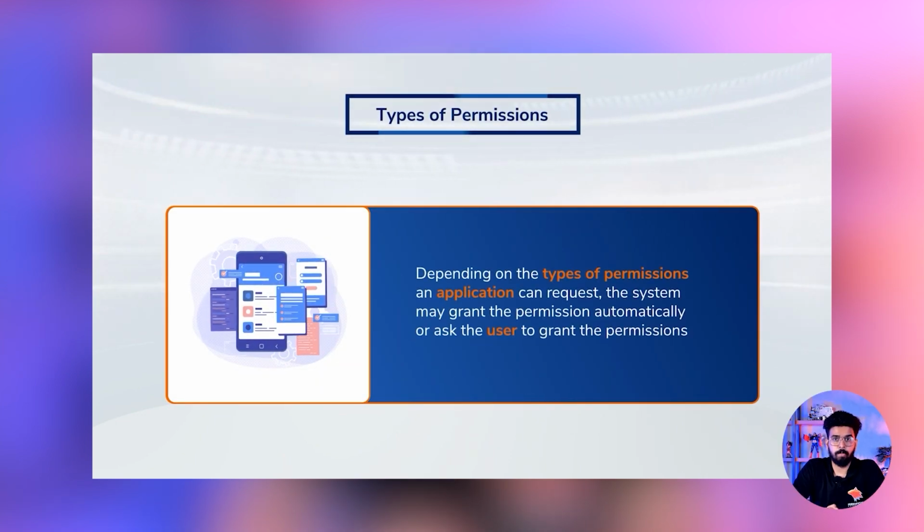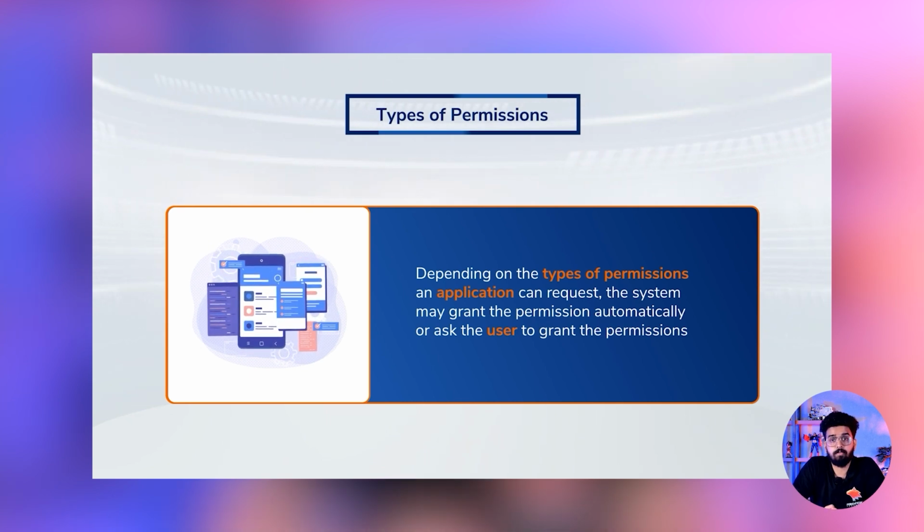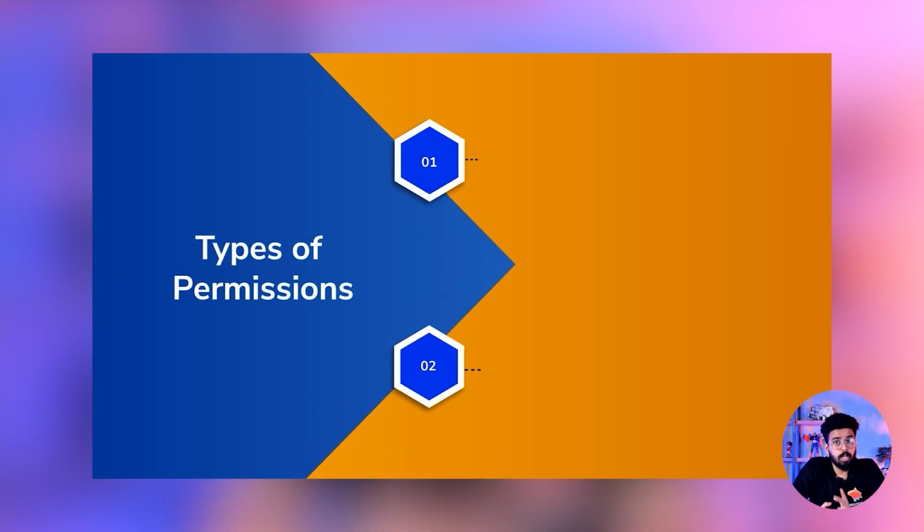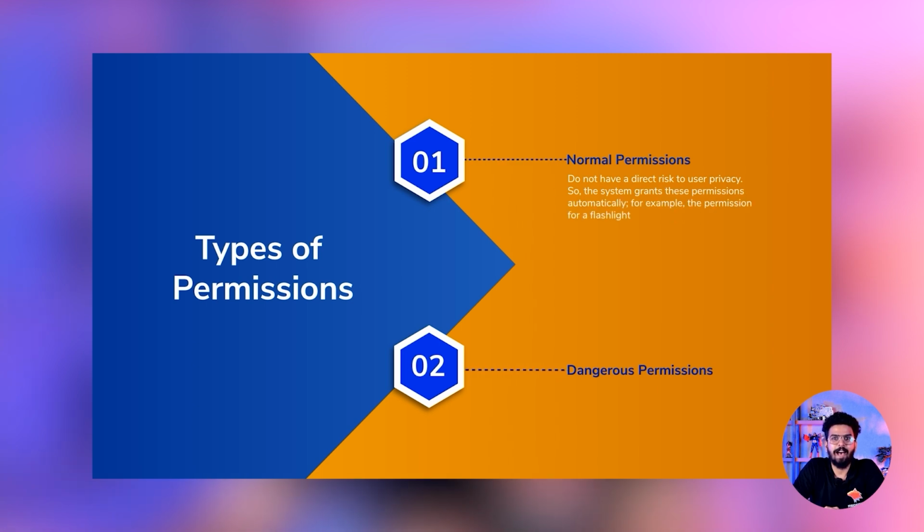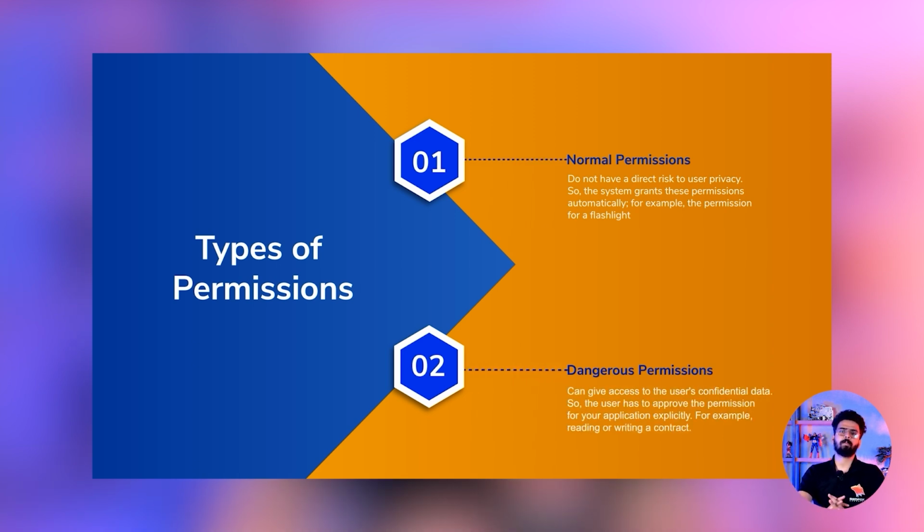Depending on the type of permissions an application can request, the system may grant the permission automatically or ask the user to grant the permissions. There are two types of permissions, normal and dangerous. Normal permissions do not have a direct risk to user privacy, so the system grants these permissions automatically. For example, the permissions for a flashlight. Dangerous permissions can give access to the user's confidential data, so the user has to approve the permission for your application explicitly. For example, reading or writing a contact.